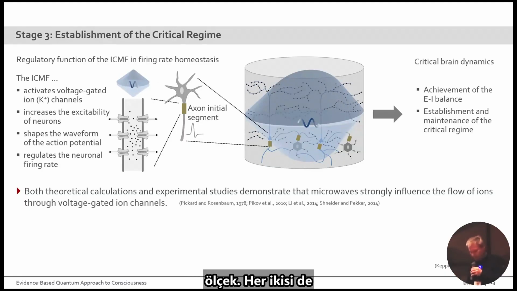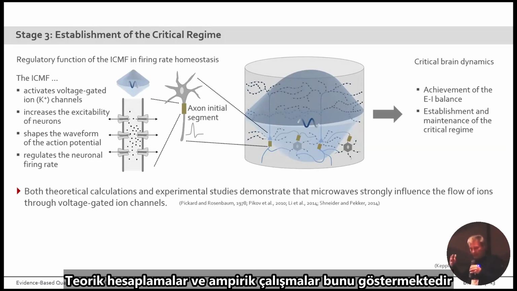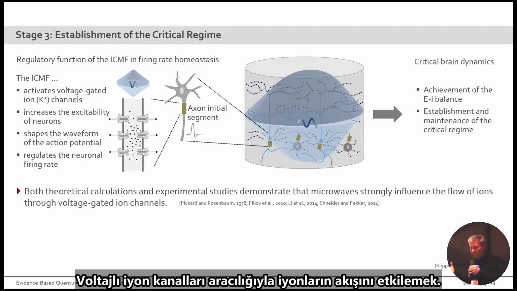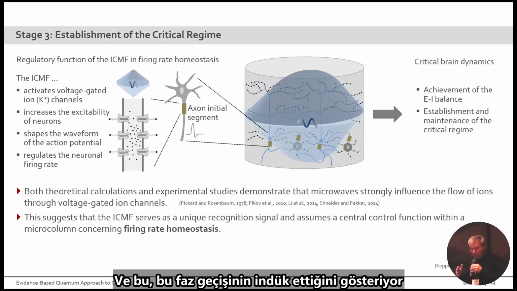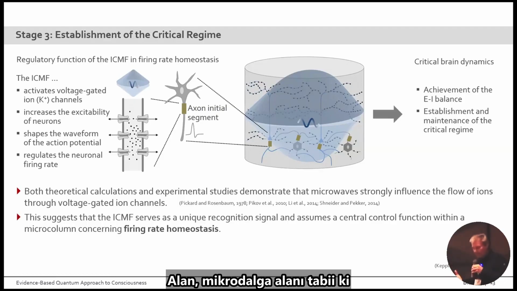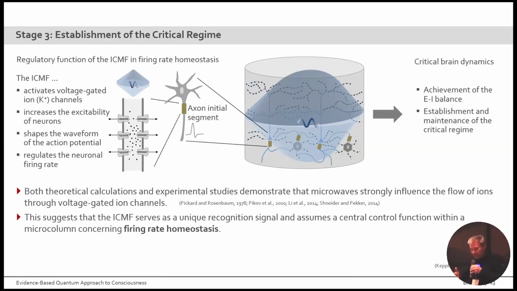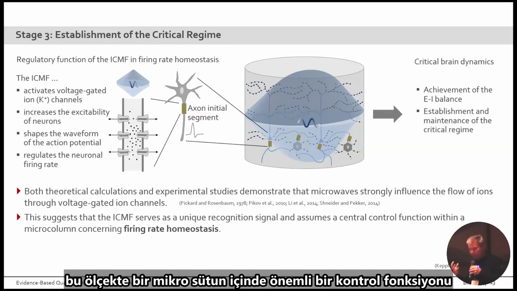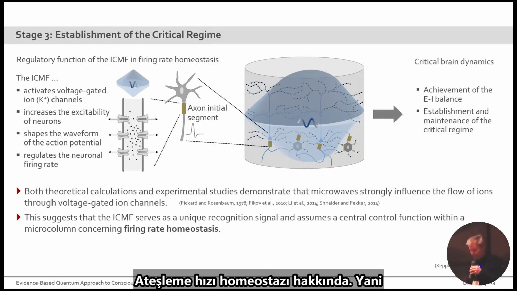Both theoretical calculations and empirical studies demonstrate that exactly microwaves are relevant, and they strongly influence the flow of ions through voltage-gated ion channels. And this suggests that this phase transition-induced field, the microwave field, obviously assumes an important control function on this scale within a microcolumn concerning firing rate homeostasis.